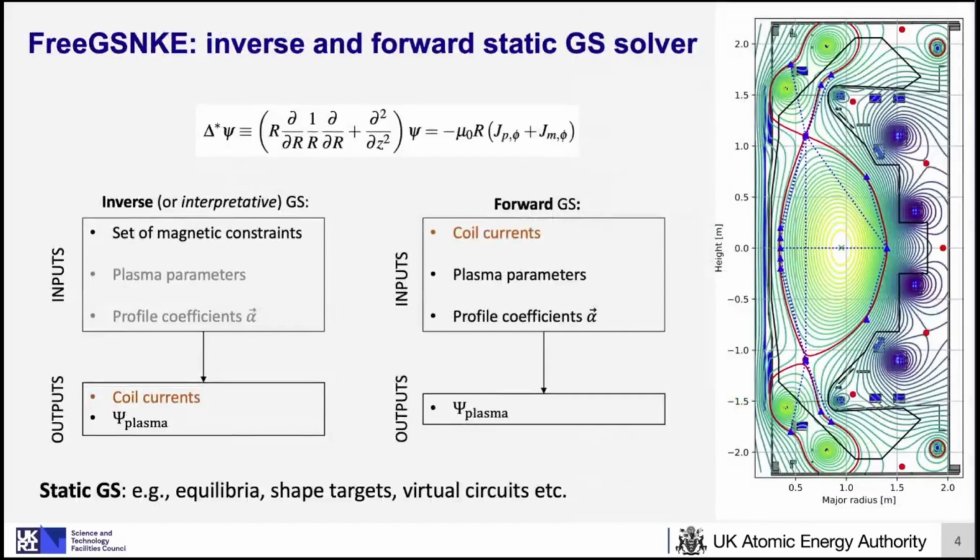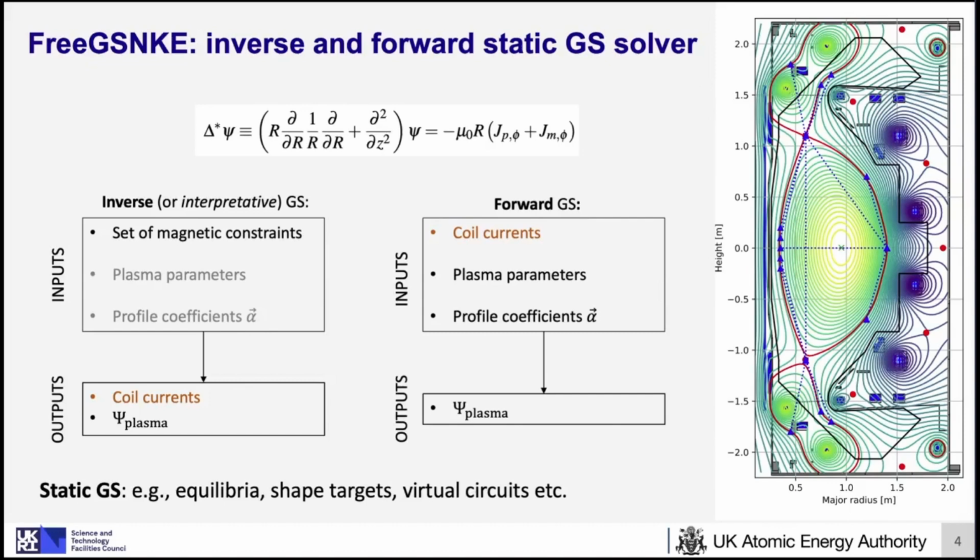So what's in there in FREEGSNKE? What can you use it for? So first of all, FREEGSNKE is a static Grad-Shafranov solver. So you can use it to build plasma equilibria, to calculate shape targets, shape matrices, virtual circuits, and so on.